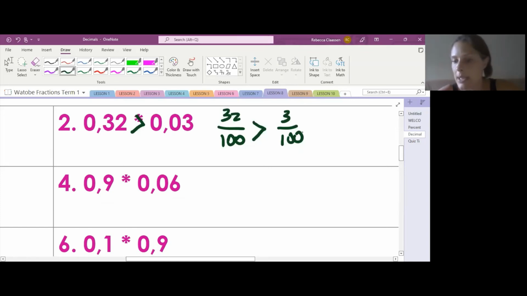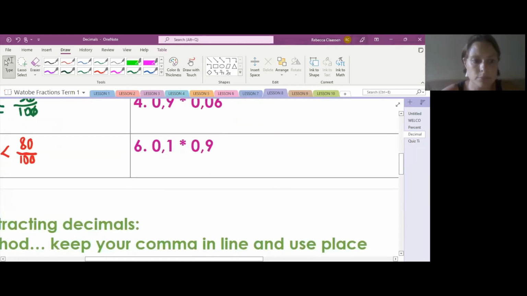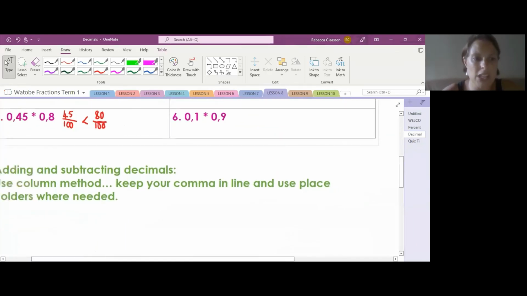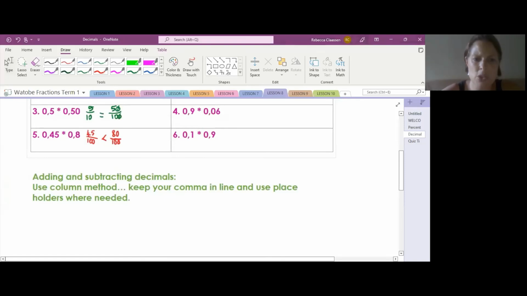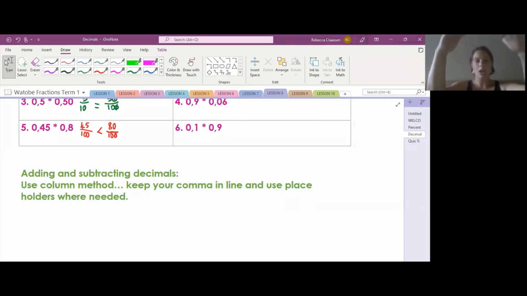Okay, guys, we are pretty much out of time. Do we need to quickly go over adding and subtracting decimals, or can we remember that? You can remember that, hey? Because it's just about keeping your comma in line. So you do the column method, normal adding, and you keep your commas all in line. And then you do your adding or your subtracting.